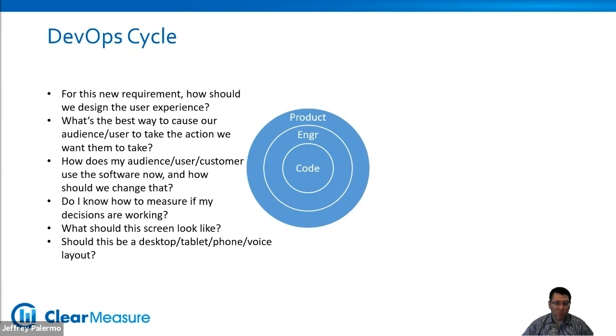Further, we have another layer in our DevOps model, in our DevOps cycle, that is the product cycle. And you may have product managers, you may have various customer surrogates who really, really know the market. And they're asking themselves the question, okay, this new requirement that we have, this new objective, how should we design the user interface? What's the best way to cause our user base to take the action we want them to take?